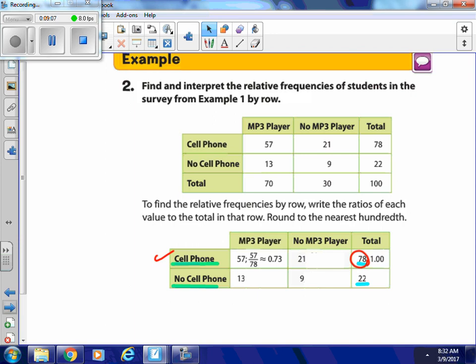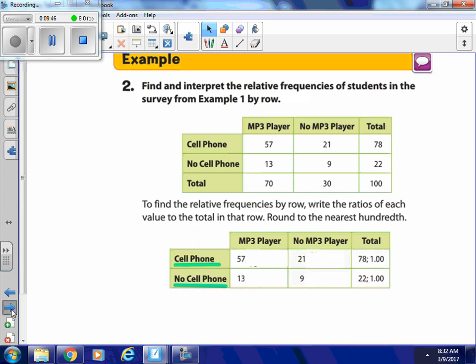Now let's do the 21. 21 over 78 as a decimal is 0.27. So now let's look at no cell phone. Our total in that row is 22, and 22 out of 22 is one whole. That makes sense. Now let's take the 13. 13 over my denominator of 22. When I turn that into a decimal, I get 0.59. And for the next section, 9 over 22, and that decimal is 0.41.